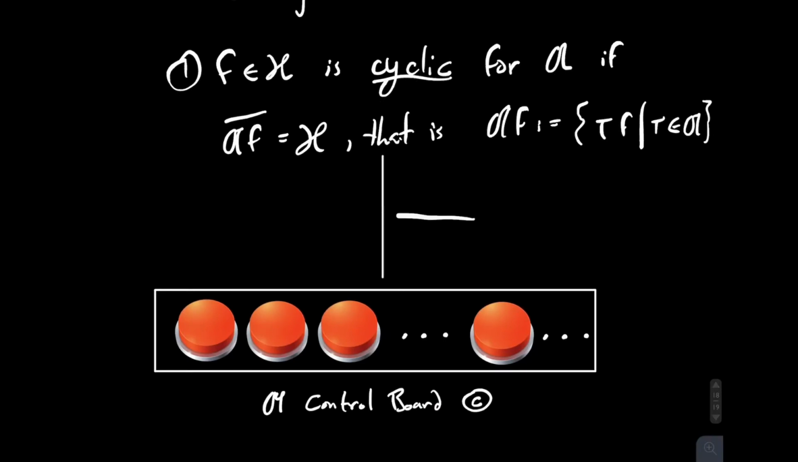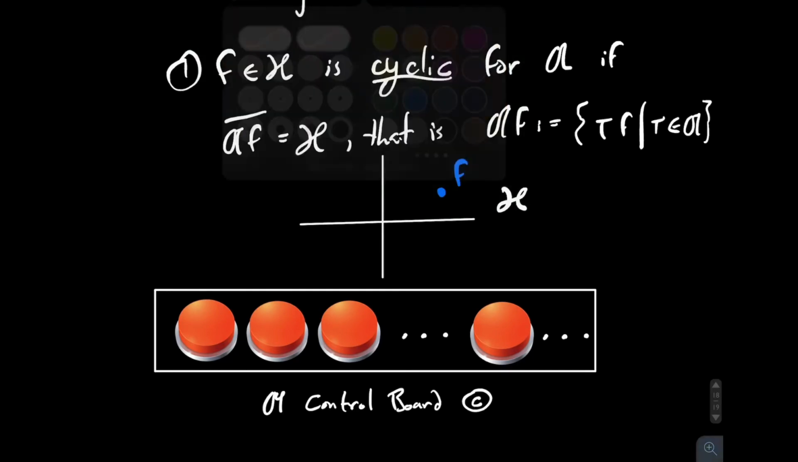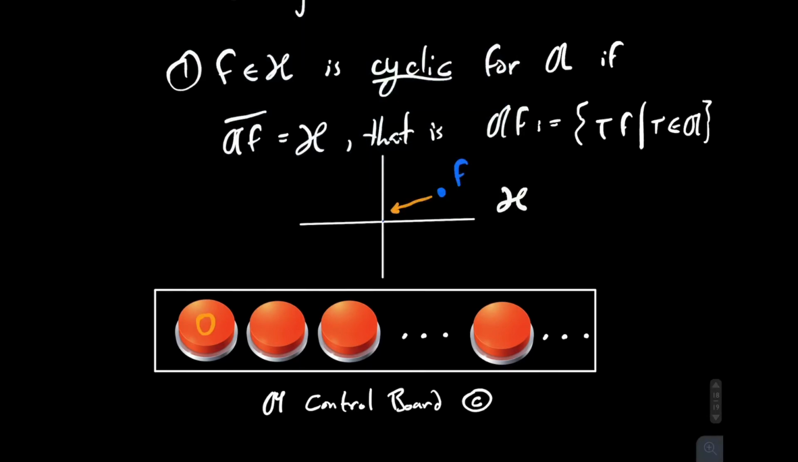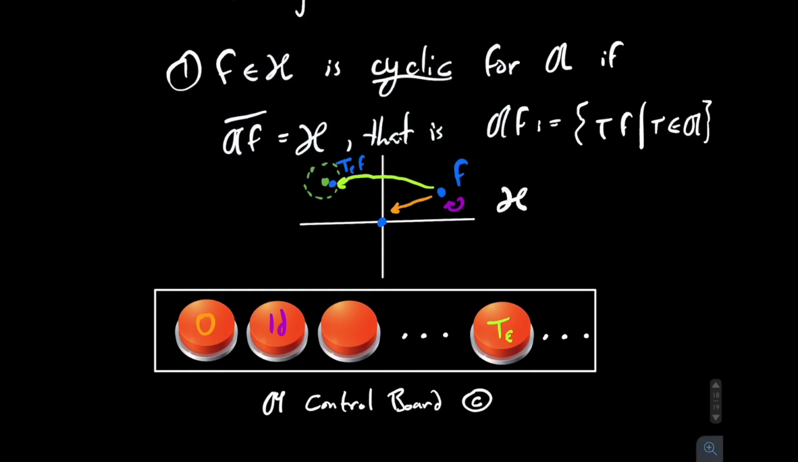Now, a funny way to think about what it means to be cyclic is by imagining each operator in 𝒜 as a button that, when pressed, moves H around. So, for example, there's a 0 button that sends everything to 0, and the identity button that leaves everything still. And so being cyclic means that if I pick a point, then there's a button that gets me as close to that point as I'd like.